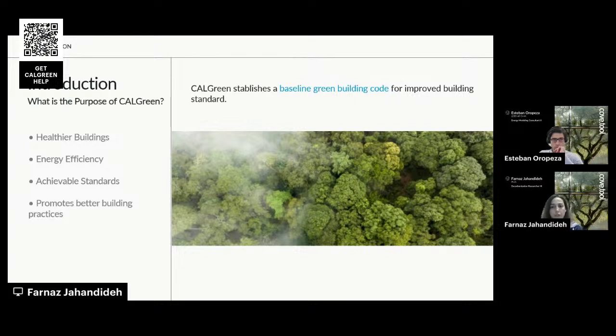As an introduction, in general, CalGreen is here to help build better buildings. CalGreen is going to help you to meet code, but it also helps you to build your building in a way which is healthier for the occupants. It saves some energy typically, and it helps you to have fewer callbacks from your clients.